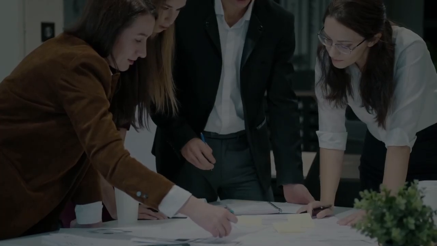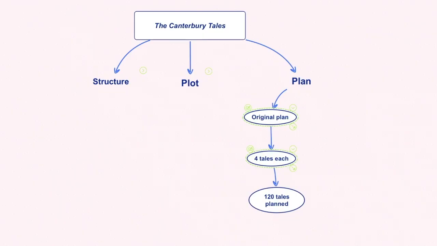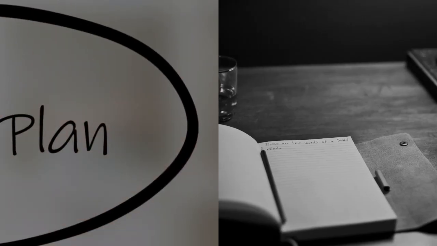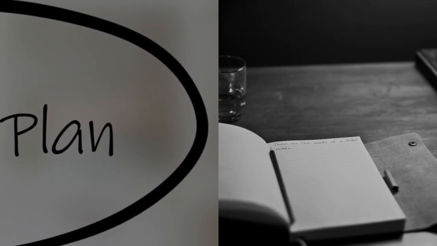Now, let's finish up your mind map. On the right side of your page, draw the third branch and label it plan. Add original plan and the keywords 4 tales each, 120 tales planned. Beside original plan, jot down incomplete plan. And under this, add 24 completed. This visual contrast between the plan and the reality shows the examiner you understand the history of the text.